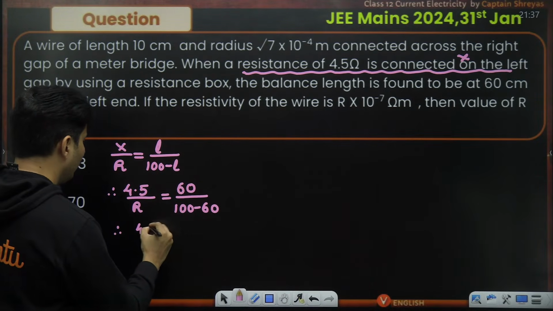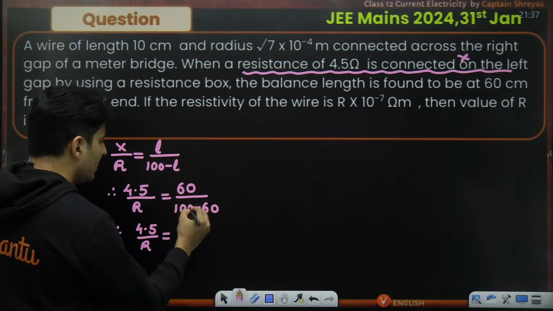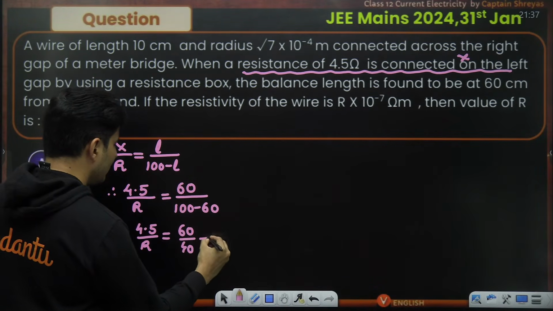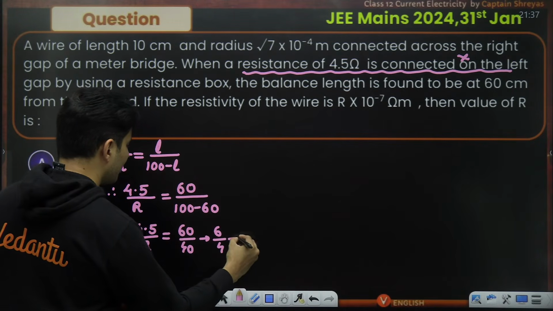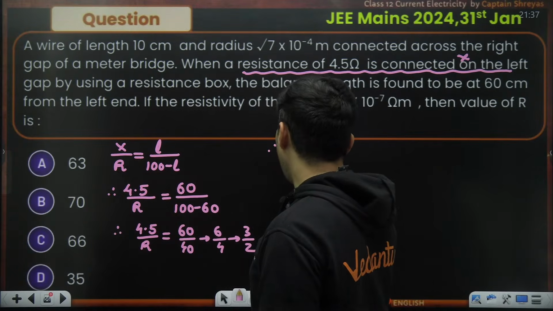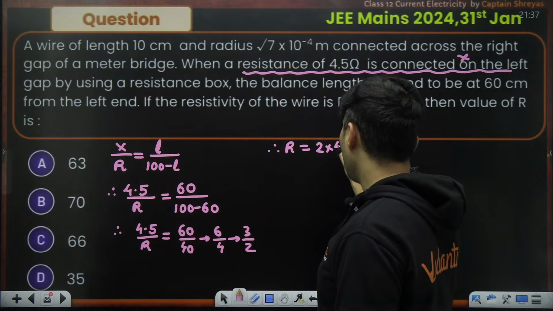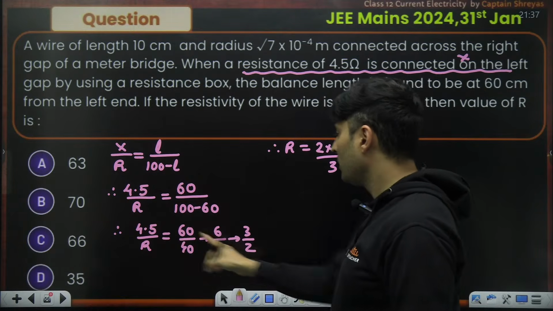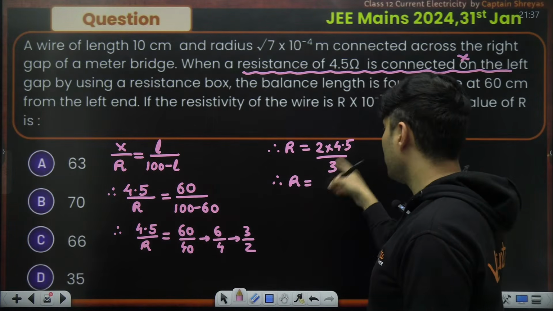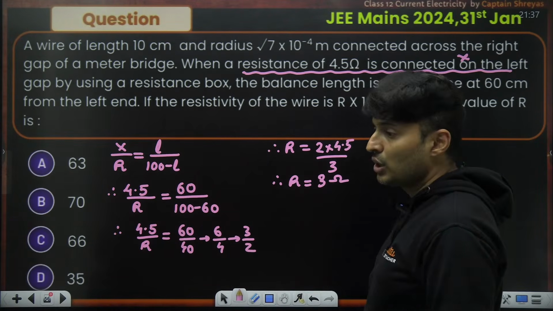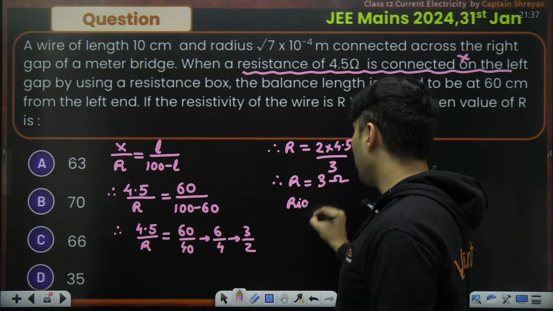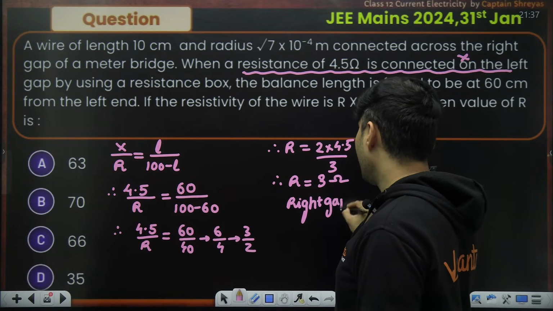Okay, so this will become 4.5 divided by R. 60 by 100 minus 60 is 40. So it will become 60 by 40, which is as good as saying 6 by 4, which is as good as saying it is 3 by 2. Okay, fair enough. So therefore, R will be equal to 2 multiplied by 4.5 divided by 3. 2 into 4.5, 3 comes downstairs. So 2 into 4.5 is 9, 9 by 3 is 3, so 3 ohms. So the resistance in the right gap is basically 3 ohms.